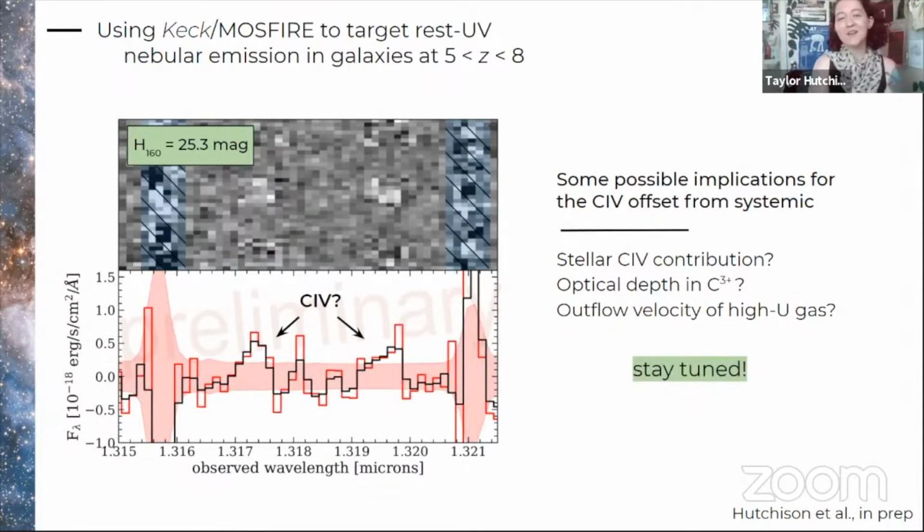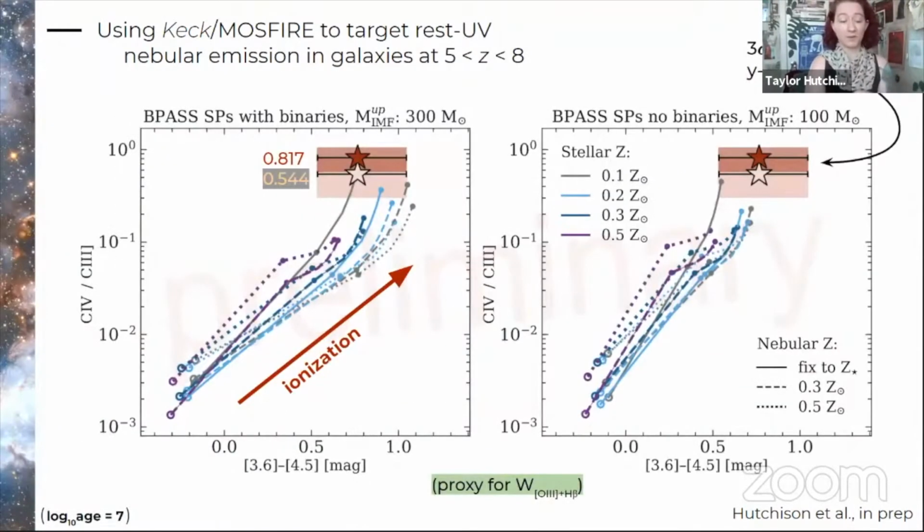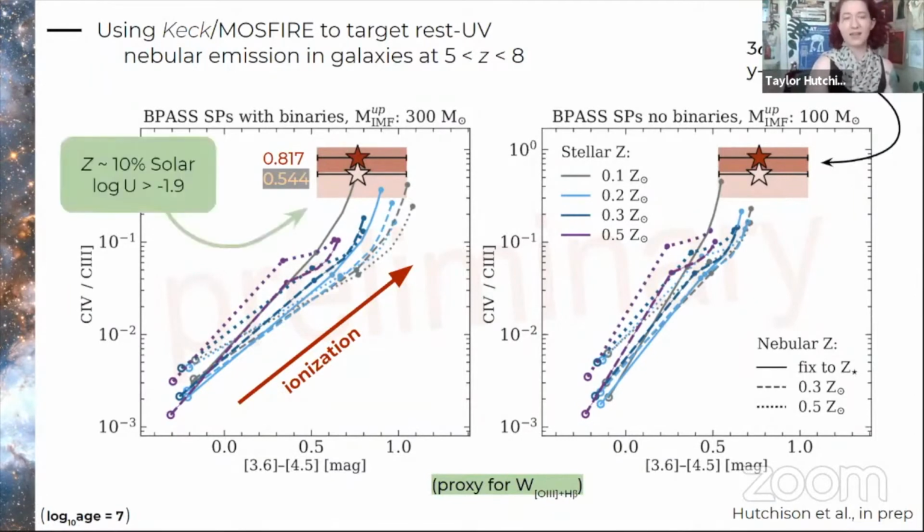It's really exciting. But just looking at the line fluxes now and ignoring the offset for a second, if we compare it to our carbon-3 detections, what I'm showing you is carbon-4 over carbon-3 on the y-axis. And then we have IRAC color on the x-axis, where at this redshift, IRAC color is a proxy for the O3 and H-beta equivalent width. And you can see with all of these models that we're using, colored by metallicity, the top right corner is where our observations occupy, which indicates this really high ionization and really low metallicity, with these gray lines being 10% solar.